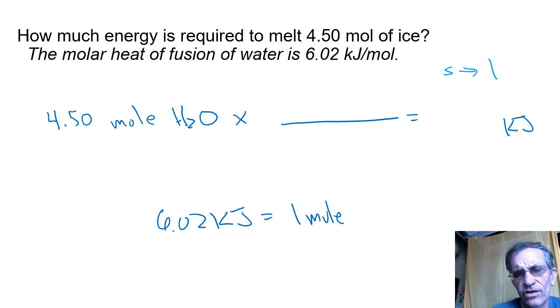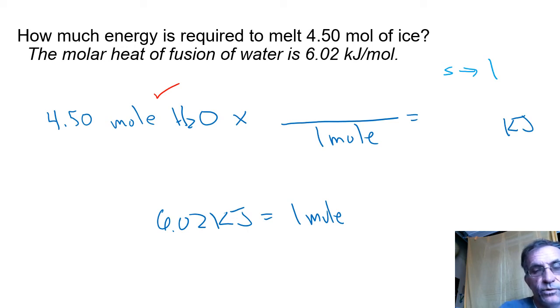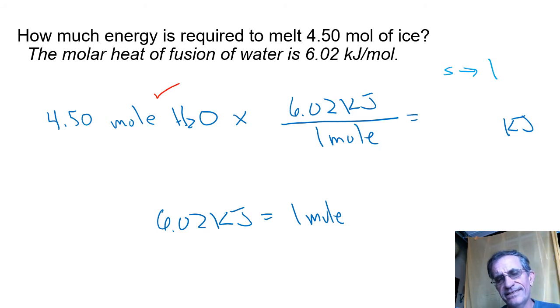So again, it's converting. We haven't done one like this, but man, we've been doing converting. If you start off with moles of water and you're trying to get rid of moles of water, that means you put it on the bottom. And that means you're going to put the 6.02 on top. So you multiply by 6.02. That should give us our answer. Does that work? I think so. Moles will cancel and we get kilojoules.